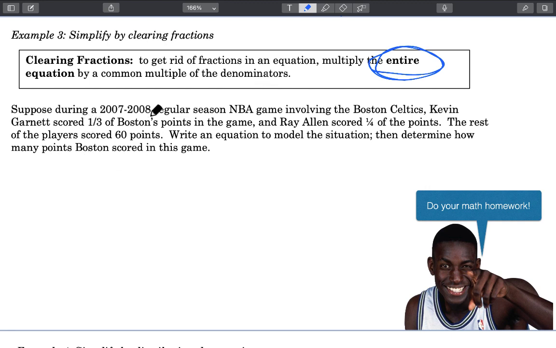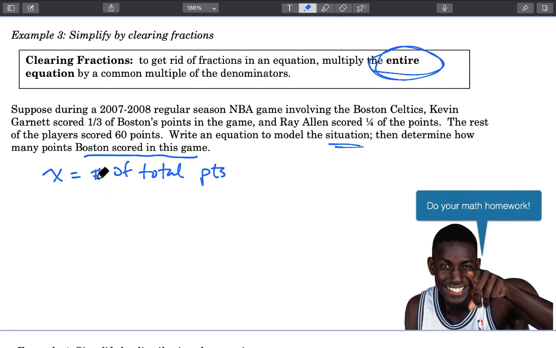Suppose during the 2007-2008 regular season NBA games involving the Boston Celtics, Kevin Garnett scores a third of Boston's points. Ray Allen scores a fourth of the team's points. The rest of the team scored 60 total points. We want to write an equation that models this situation and then determine how many points the Celtics scored. All right, so our variable here is going to be the number of total points scored by the Celtics.